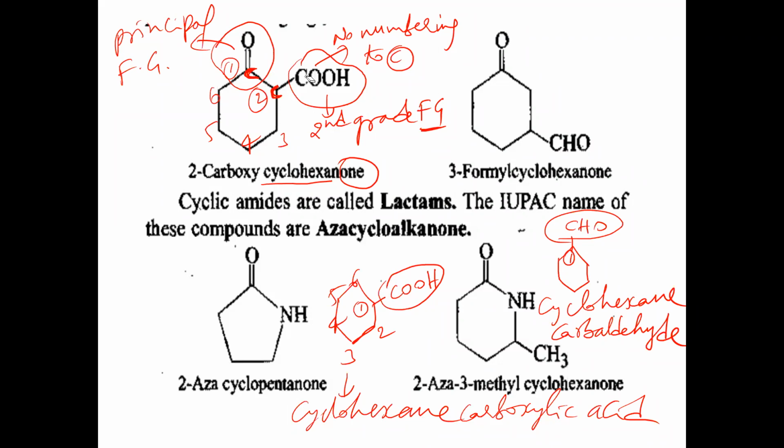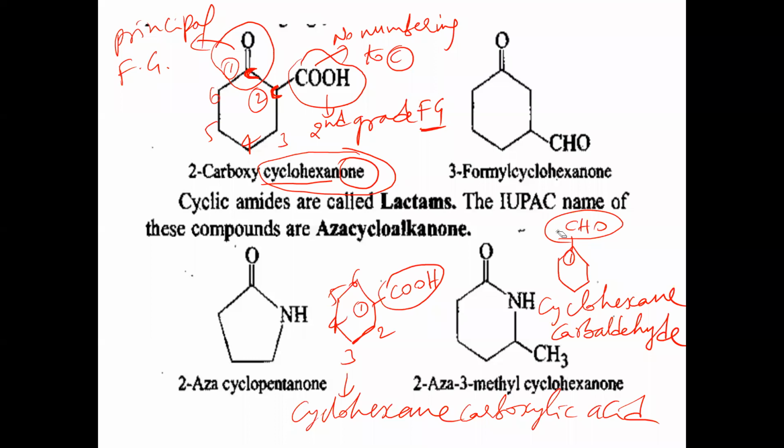But in this case, it is not a carboxylic acid derivative. It is a derivative of what? Cyclohexanone. Cyclohexanone is the parent, and the carboxy group acts as a substituent. A second grade functional group is nothing but a substituent. So this point we should not confuse.